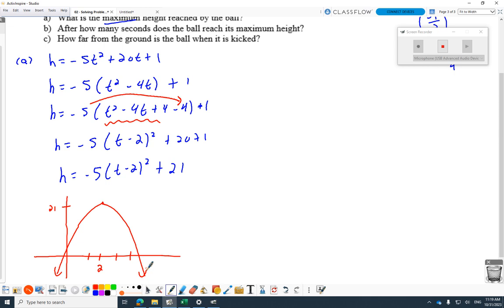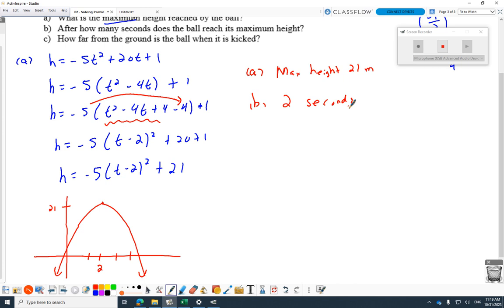Don't try and answer the questions until you've drawn that little diagram. It doesn't have to be that great. Just enough to go, okay, what are we talking about here? And then I can answer the question. Maximum height, max height, 21 meters. I can see it right out there. How many seconds till it reaches this maximum height? 2 seconds. I can see that right on my little diagram. It's 2 seconds to get to 21 meters.